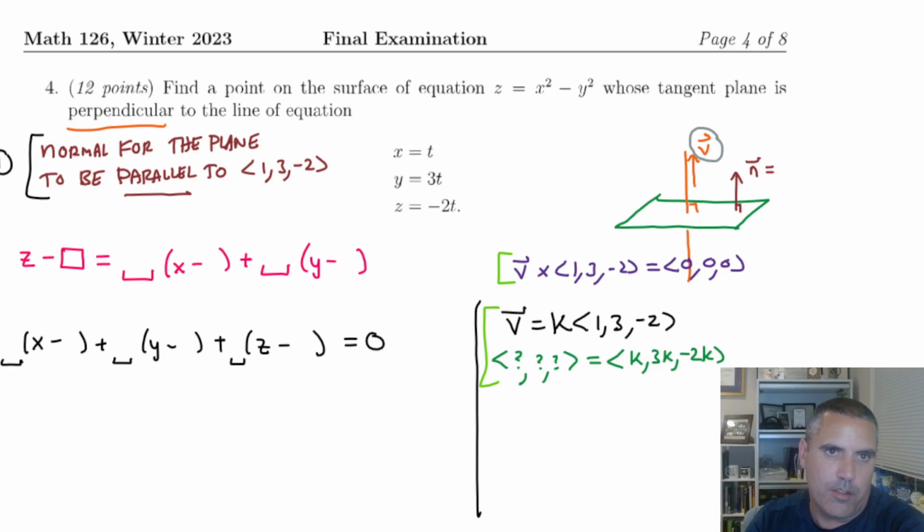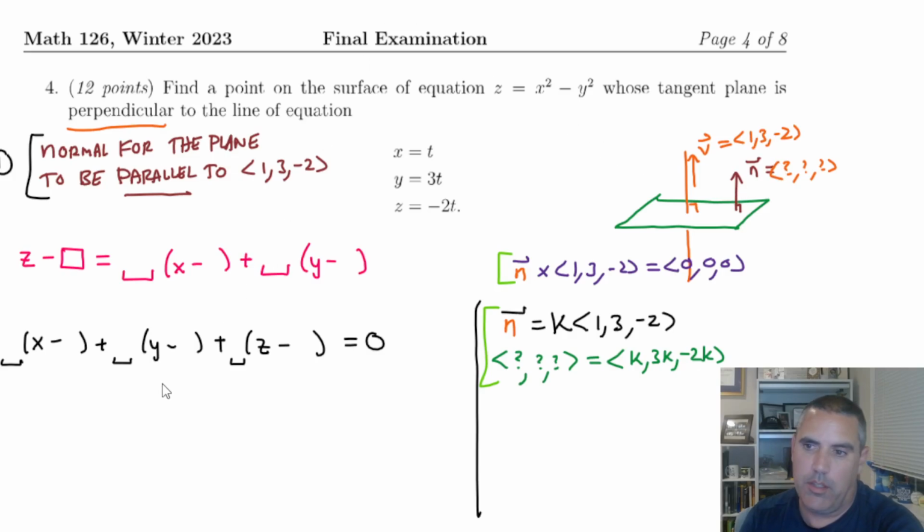Oh, and I apologize. I think I've been labeling incorrectly. It's the n we don't know. The v we knew. So apologies. Trying to be as clean as I can, but I didn't do it. We knew the v. The v was 1, 3, -2. And we are trying to find this n. We're trying to find the point. But if we find the n, we will know the point.